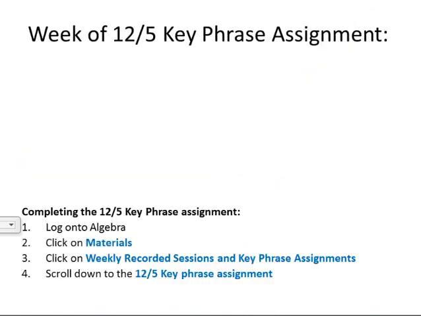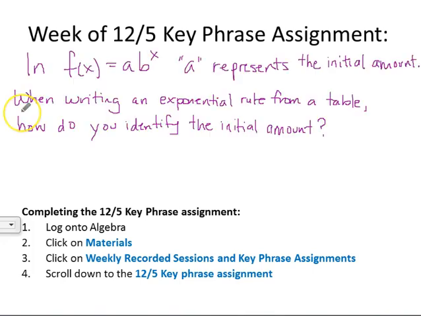All right, so that's it. Ready for our key phrase assignment? Let me put that up really quick. Here we go, our key phrase assignment for the week. We reviewed our exponential function. The general format is f of x equals a times b to the x. And in that, a represents the initial amount, right? We've gone over it a couple times in a couple different formats. The a always represents the initial amount.